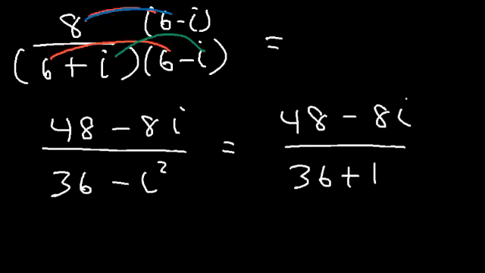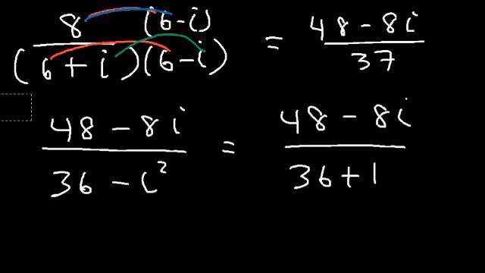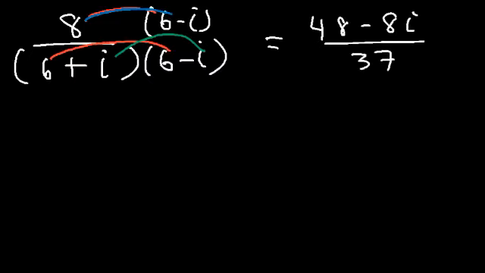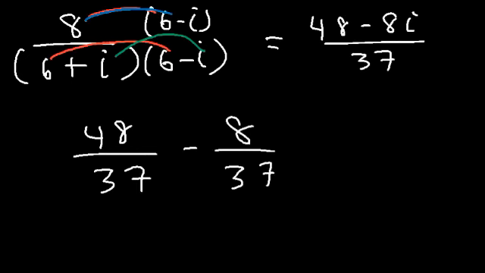i squared is negative 1, so negative i squared must be positive 1. So this is equal to 48 minus 8i divided by 37. And now let's separate it into two smaller fractions. So the final answer is 48 divided by 37 minus 8 over 37 times i. So this is the answer in standard form.